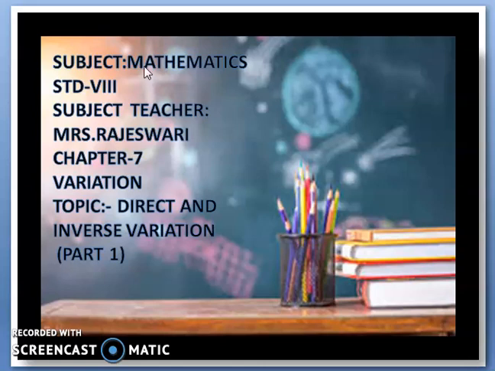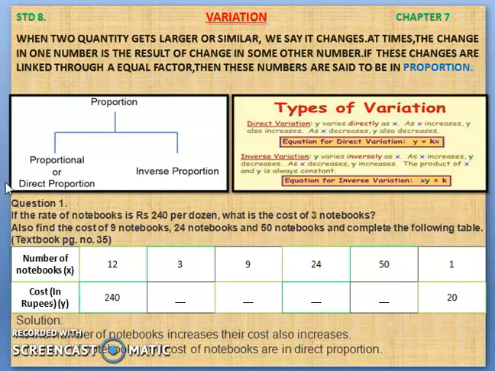So students, today we will start with the Mathematics chapter. The chapter name is Variation, chapter number 7, and the topic today we are going to do from the Variation chapter is direct and inverse variation. Okay, so let's begin the topic with direct and inverse variation.